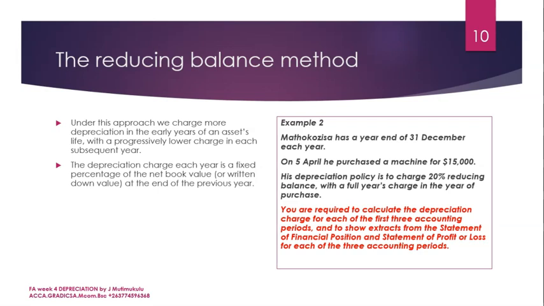Now let us do an example. Matokosisa has a year end of 31st December each year. On 5 April, he purchased a machine for 15,000. His depreciation policy is to charge 20%, reducing balance, with a full year's charge in the year of purchase. So we are told there is this qualifying statement that we should not worry about when the asset was bought, because whether it was bought on 25 December, 1 January or 1 March, we are going to charge a full year depreciation charge in the year of purchase. That's their policy.